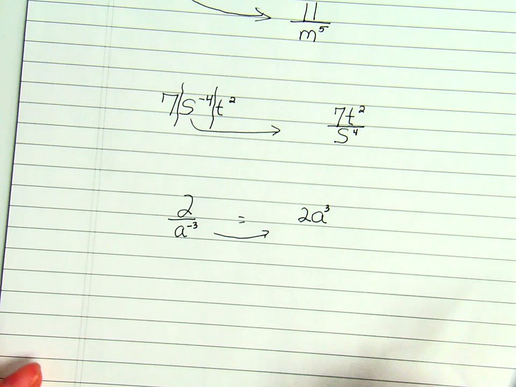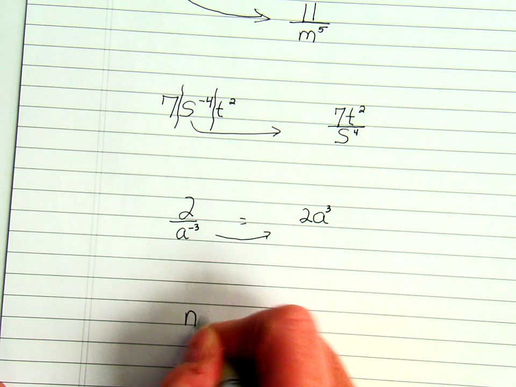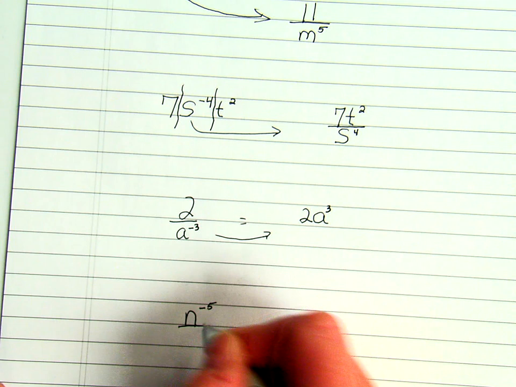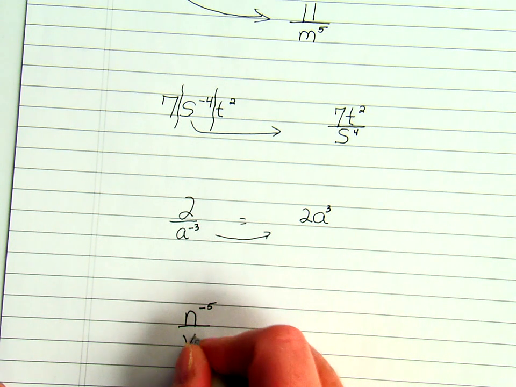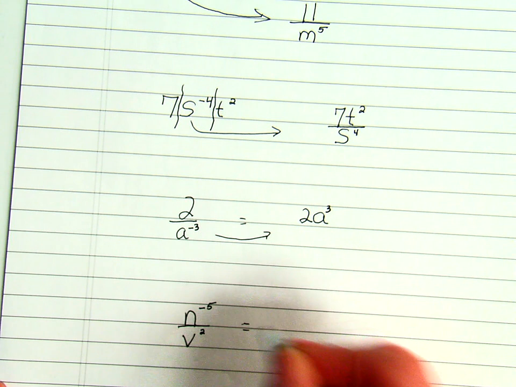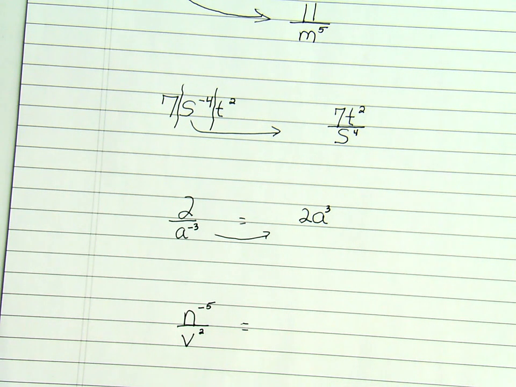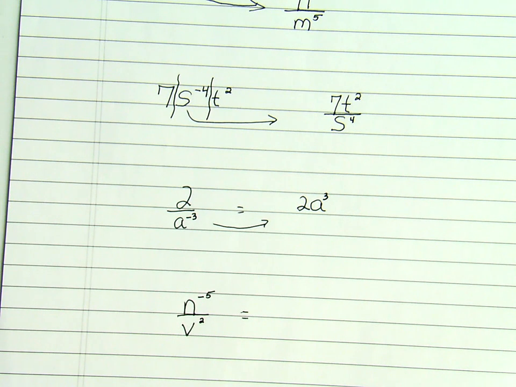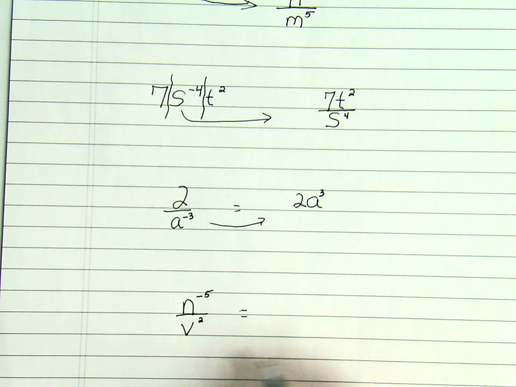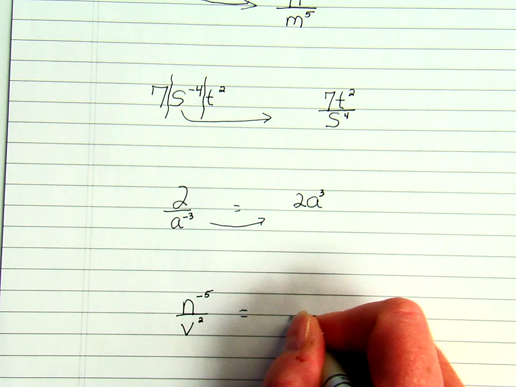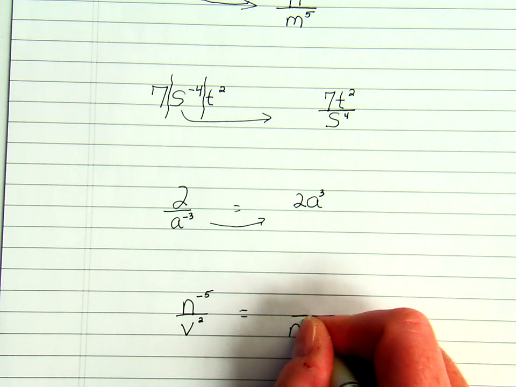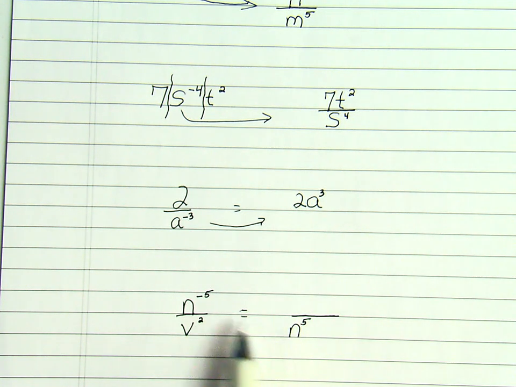And one more problem. Let's have n to the negative 5 over v squared. Okay, so we're going to look at each one of these individually. The n to the negative 5 is definitely saying, I am not a numerator. I am a denominator. I belong in the denominator. So we're going to bring that down, and we're going to say, okay, well, the n is coming down, n to the 5th, getting rid of that negative sign. And now let's look at the v.